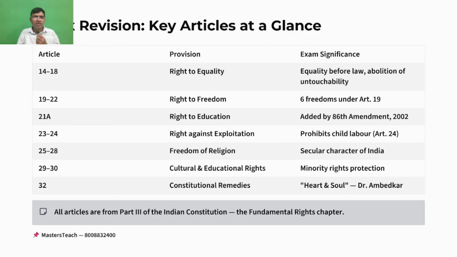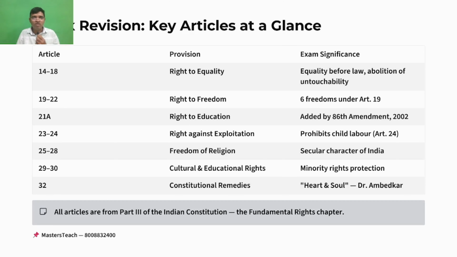Then Articles 23 and 24 are the right against exploitation. It prohibits child labor as per Article 24. Then Articles 25 to 28, freedom of religion. So India is a secular country. It is the secular character of India. Then Articles 29 and 30, cultural and educational rights, so minority rights are protected. Whereas Article 32 is constitutional remedies.